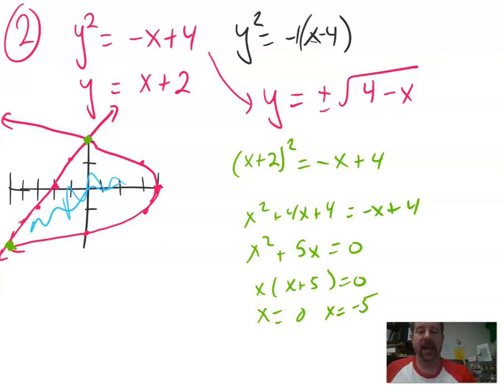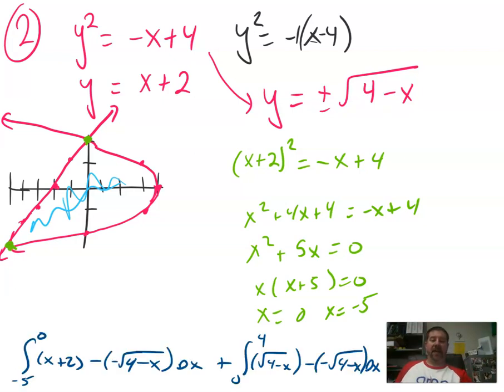Now if I wanted to set this up, this is what the equation would look like to find the area between the two curves. We'd have the integral from negative 5 to 0 of the line, x plus 2, the top curve, minus negative root 4 minus x, the bottom curve. So from negative 5 to 0, the line is the top curve and the bottom part of the parabola is the bottom curve. But then at 0, from 0 to 4, the positive part is the top curve and the negative part is the bottom curve. So this would be what you'd want to set up.